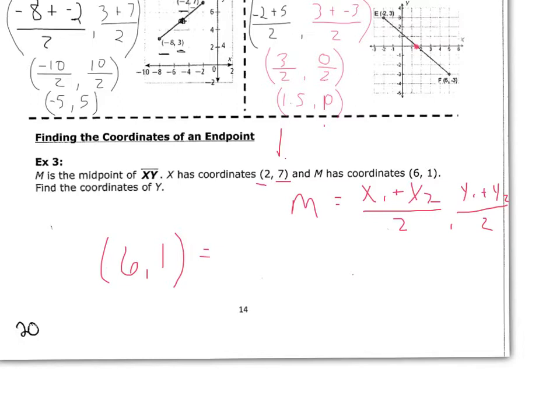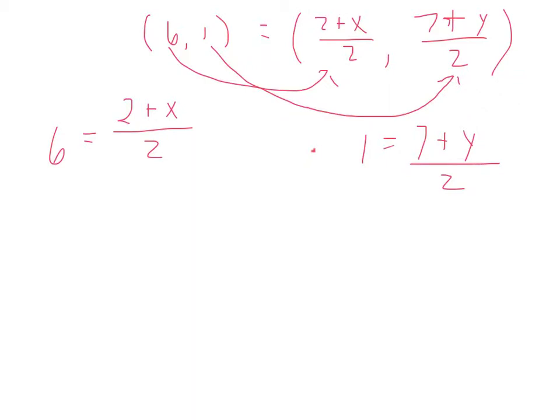Okay, so let's go ahead and restart here. Alright, so what we have here is our ordered pair 6, 1, and we set it equal to this stuff over here. Okay, (2 plus x) over 2 and (7 plus y) over 2. Now, to find the x and y coordinates, we're going to set our x coordinate, or 6, equal to this guy, like I have the arrow doing, and you're going to set your 1 equal to this guy. Okay, so these are your results. 6 equals (2 plus x) over 2, and 1 equals (7 plus y) over 2.